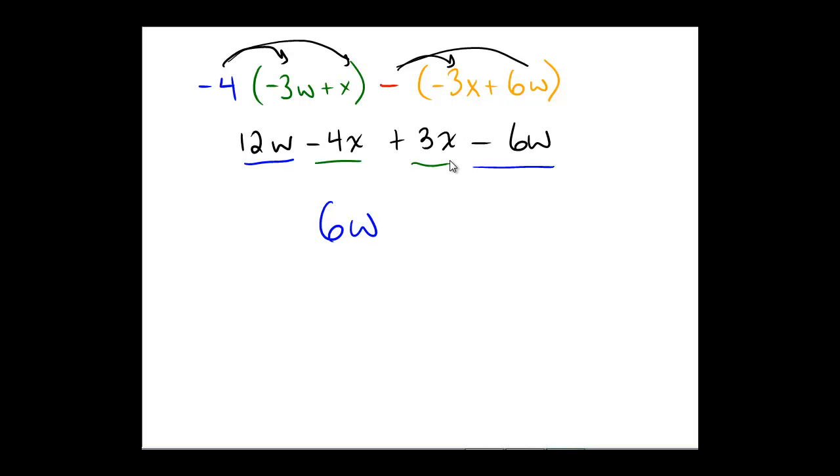So we're adding a negative 1x. Adding a negative is the same as subtraction, and then we usually don't write in the 1 because we don't need to. So the final answer to this would be 6w minus x.